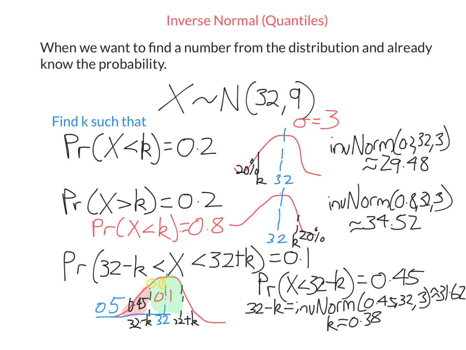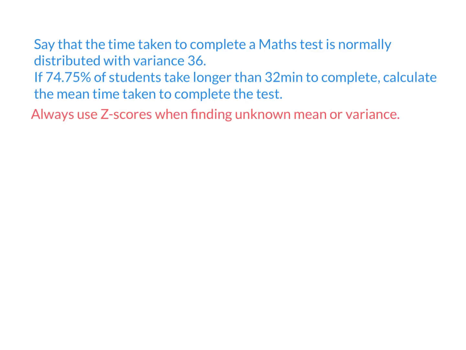All right, let's do one more example where we're finding the mean of a normal distribution. So the time taken to complete a maths test is normally distributed, and we know that the variance is 36, which of course means the standard deviation is 6, square root of 36. So we're told 74.75% of students take longer than 32 minutes to complete, and we're going to calculate the mean time taken to complete the test.